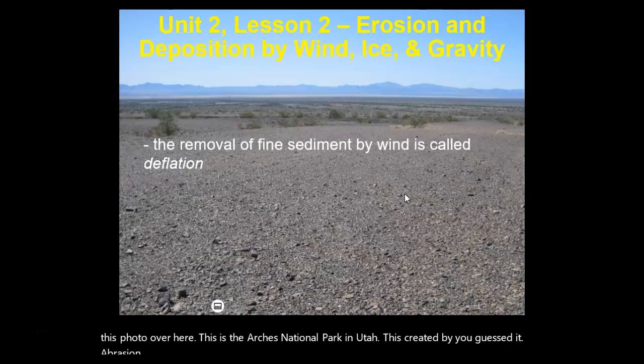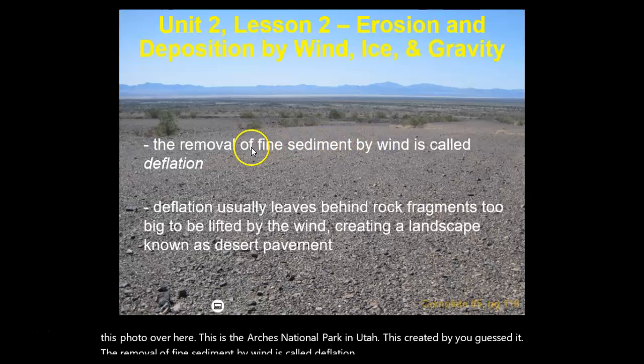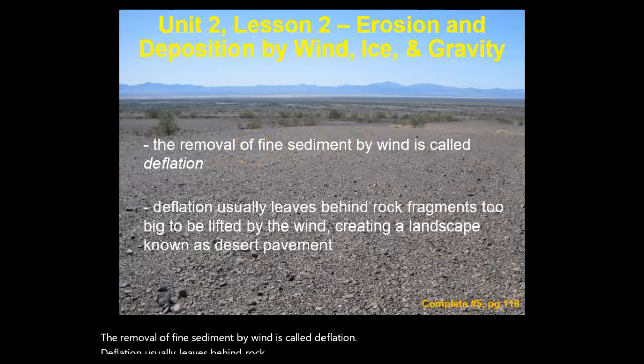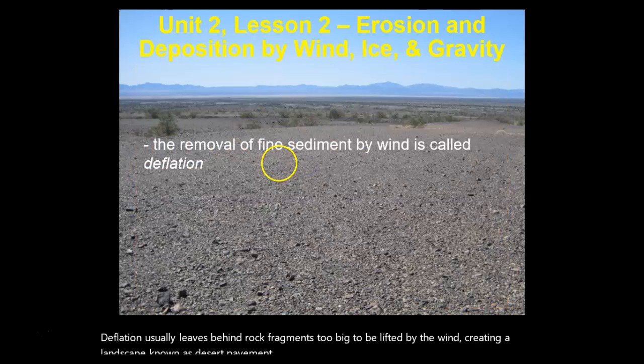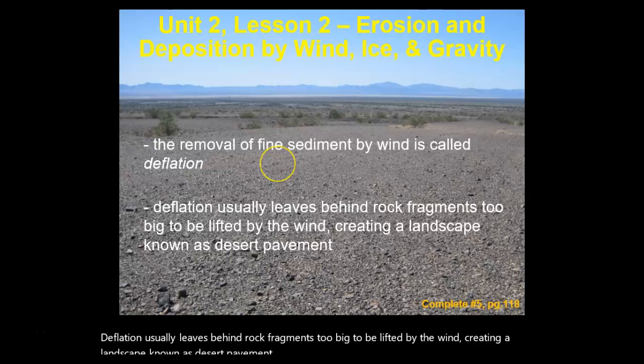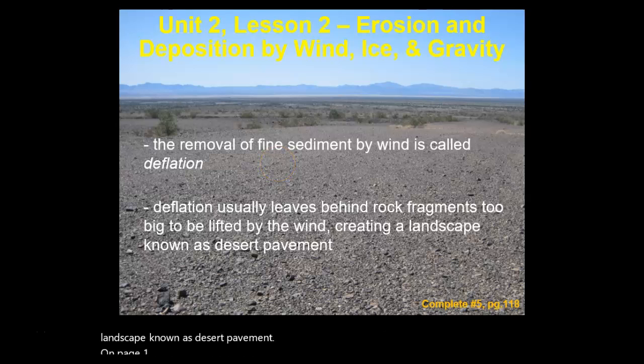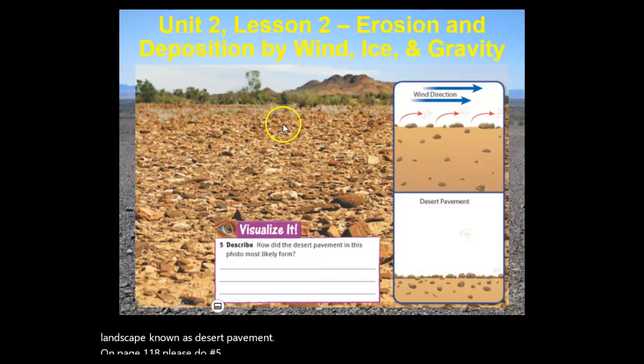The removal of fine sediment by wind is called deflation. Deflation usually leaves behind rock fragments too big to be lifted by the wind, creating a landscape known as desert pavement. On page 118, please do number 5.